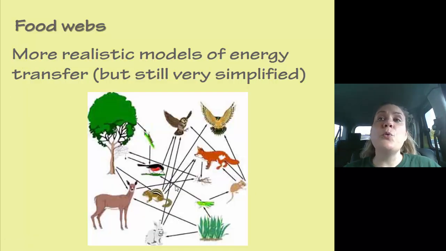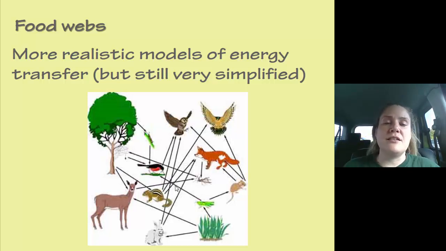All right, then there are also food webs. Food webs are more realistic models of energy transfer, but they're still really simplified. And that's because we don't all just eat one thing, right? You probably aren't eating the same thing for breakfast, lunch, and dinner. You're eating a bunch of different stuff because we need variety in our diets. And that's true for almost everything out there in the world too. It needs to eat different things.